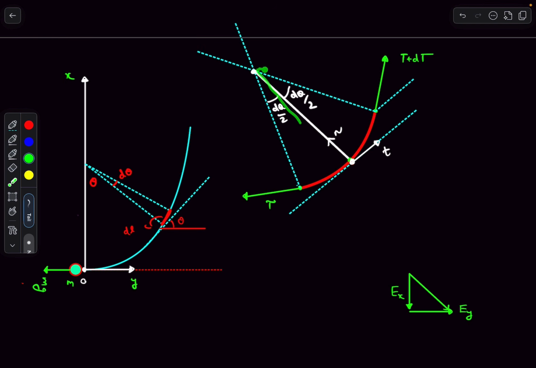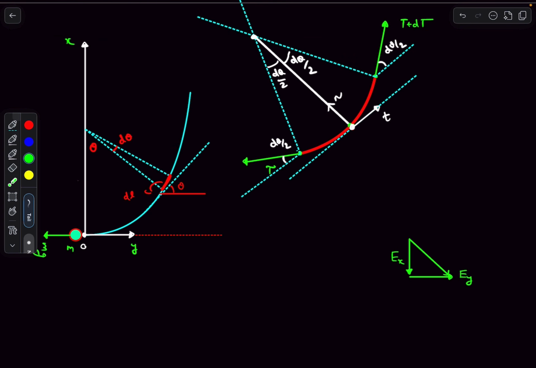Now guys, if this angle is d theta by 2, then even this angle will be d theta by 2, right? And similarly, if I draw a line parallel to T cap on the other end of the rope, even this angle is going to be d theta by 2. Okay, so we are done with marking the tension forces. Now we have to mark the force due to the electric field. So let's mark that real quick.